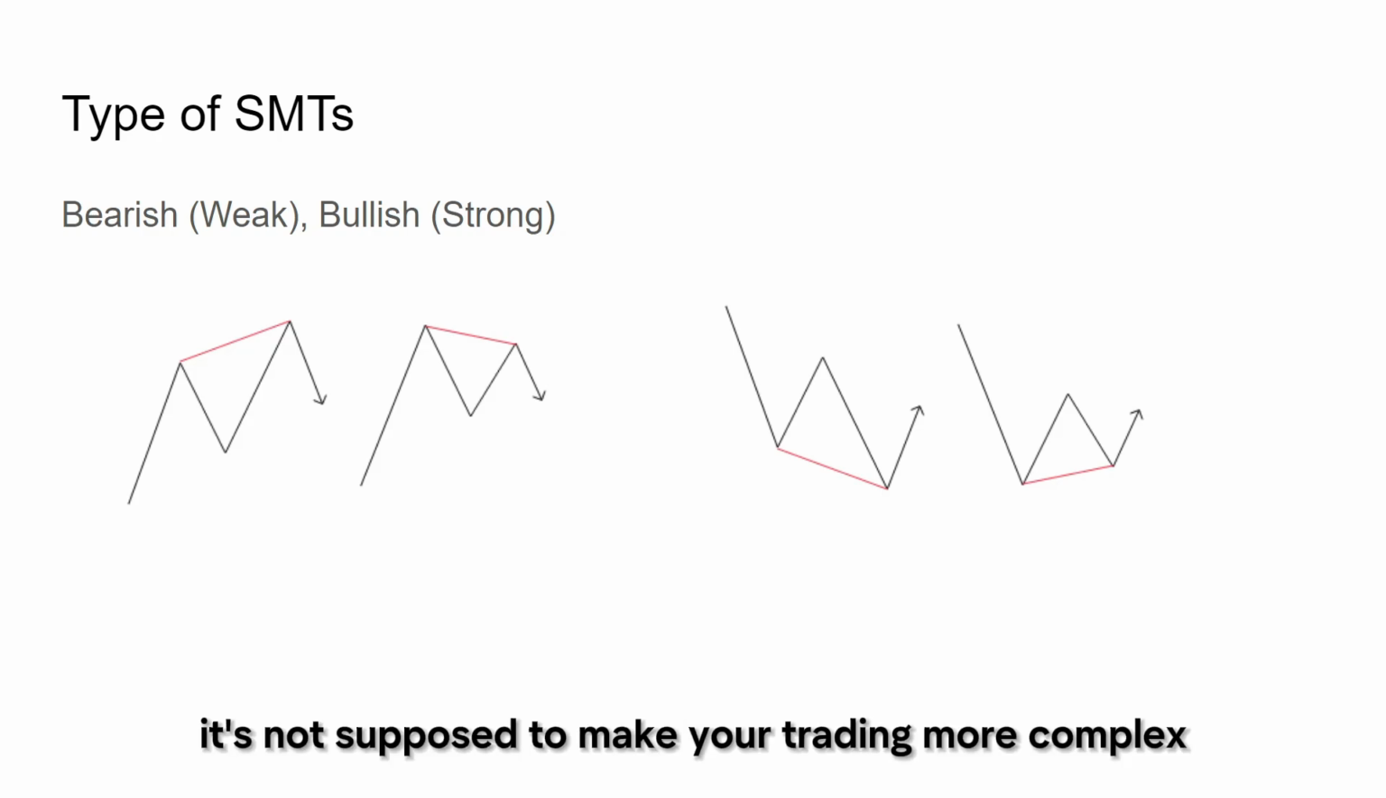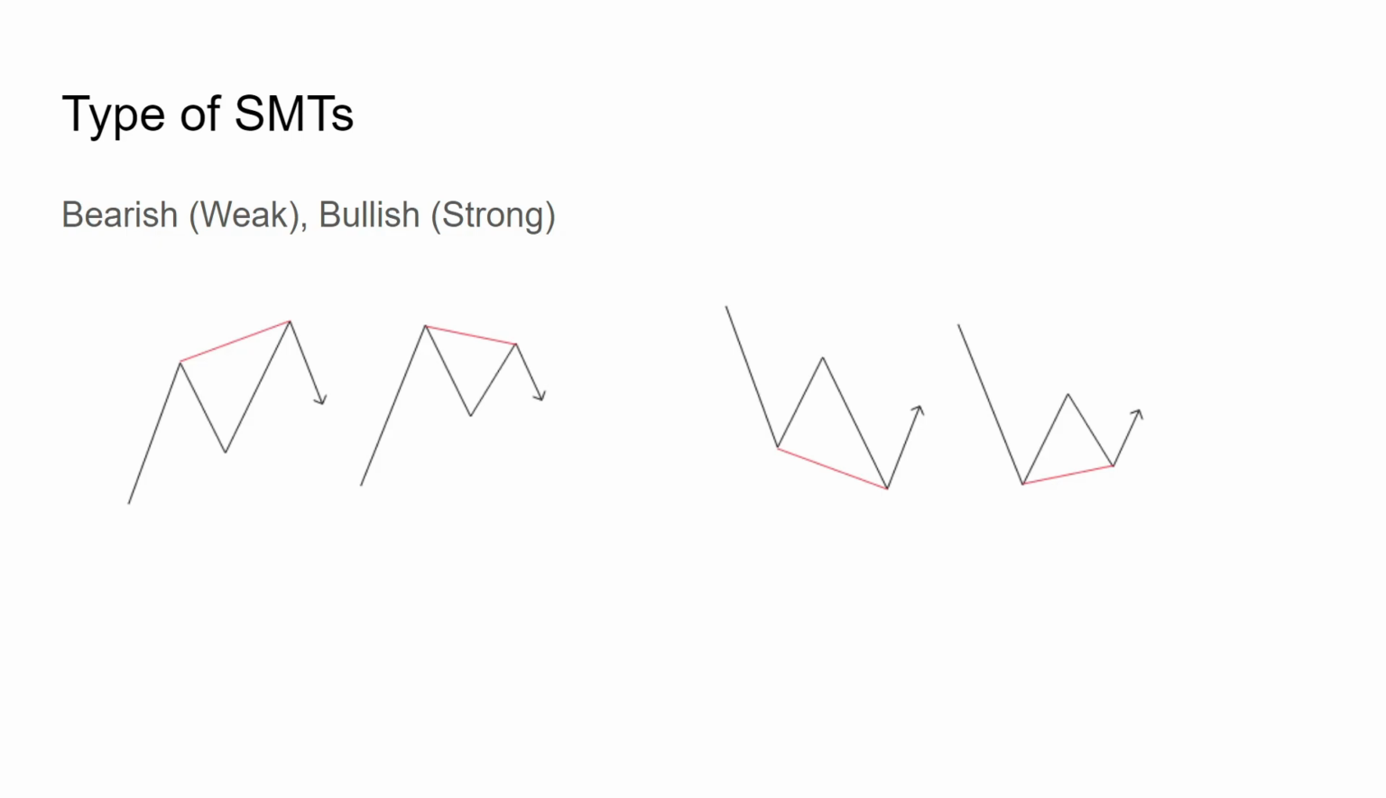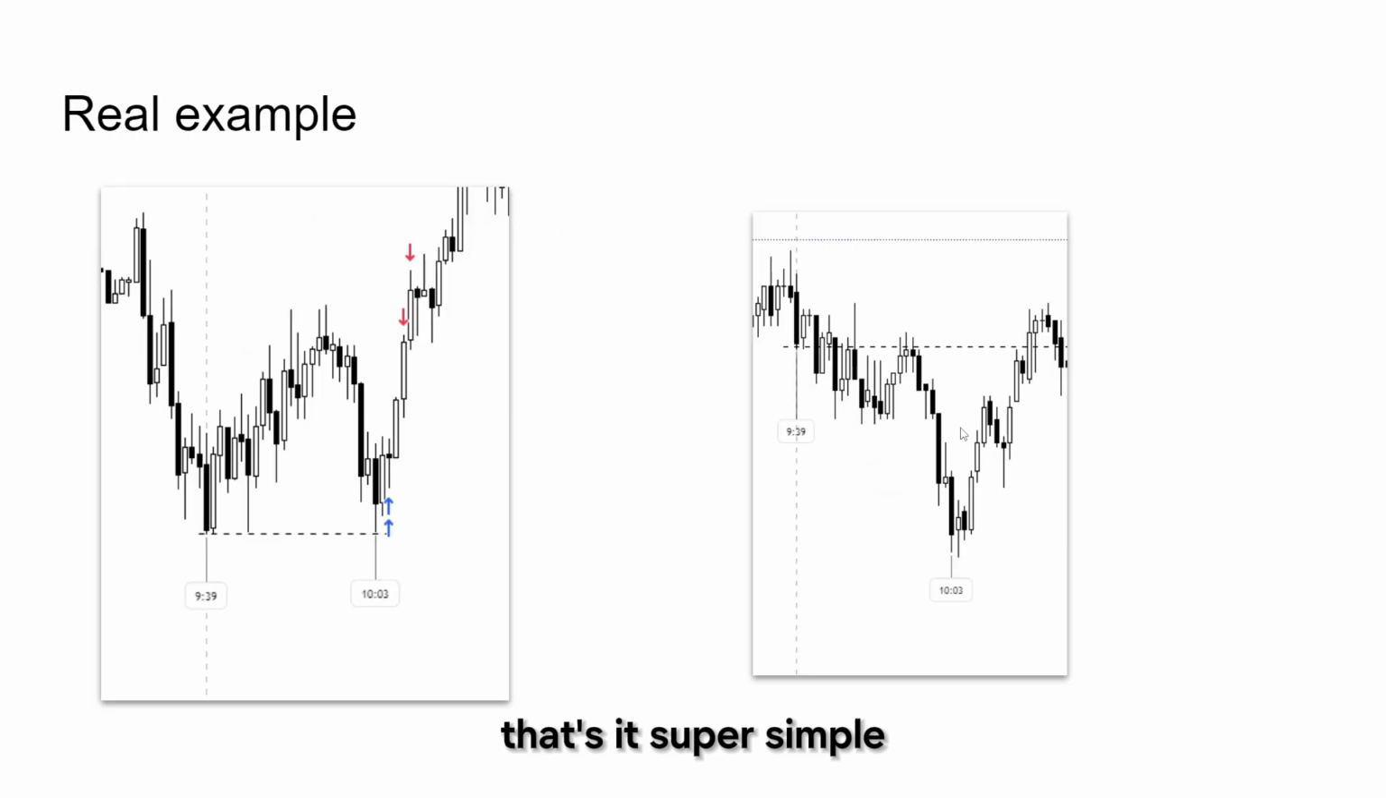It's not supposed to make your trading more complex. It's supposed to actually clear up your charts and make you understand price better. And really, to keep it simple, is when you're having SMT at the high of the chart. So when you're having SMTs at the highs, you'll be looking for sells, and when you're having SMTs at the lows, you'll be looking for buys. That's it. Super simple.